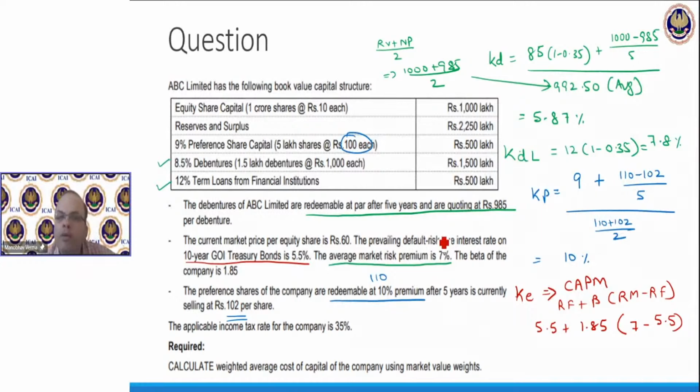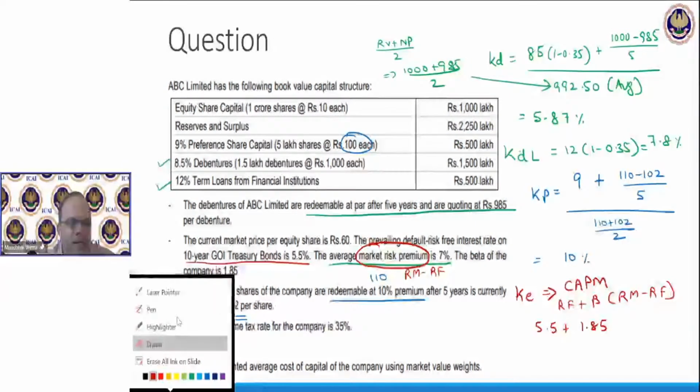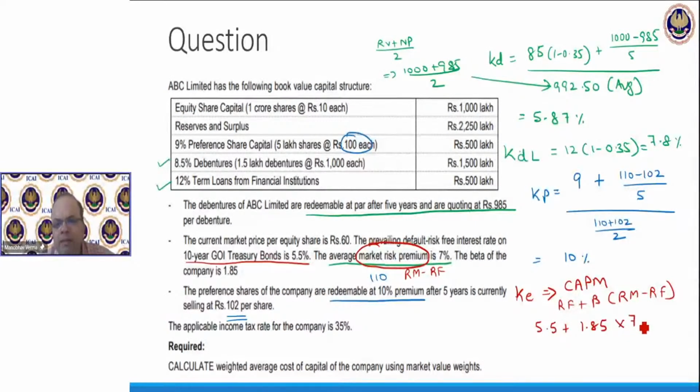Guys, this is what I was talking about on Wednesday, right? They're giving you the market risk premium. So RM minus RF is already given. So don't do 7 minus 5.5, please. Make sure you understand the requirement. They've told you that the market risk premium is 7, so RM minus RF is given to you. As simple as that. So you just have to multiply that by 7%. So 1.85 into 7%.